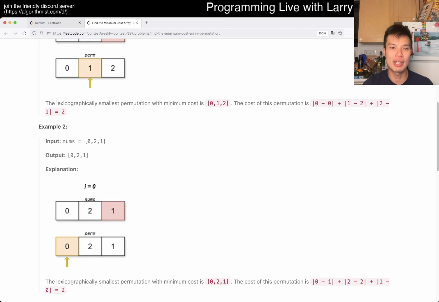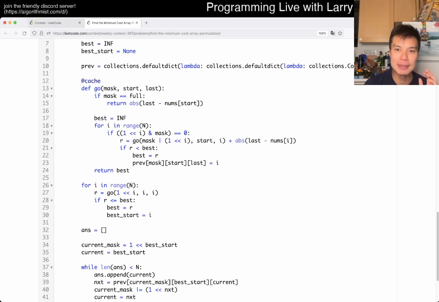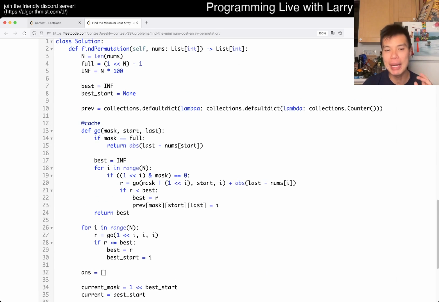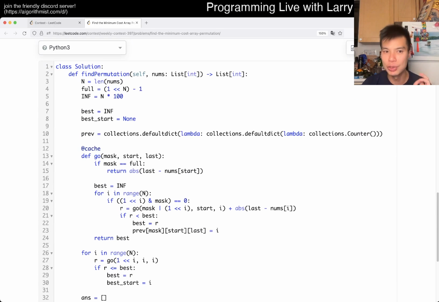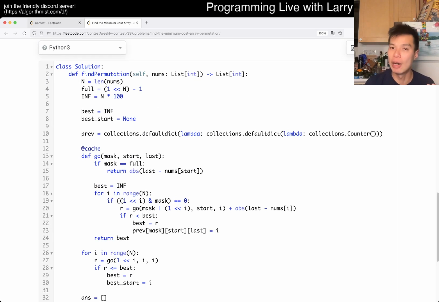So if you're not strong enough for that, work on bit mask dynamic programming problems and then come back to this problem and try again. But this is basically what I had, and you should be able to do this part. By the way, this code does not submit, or it times out. But I just want to go over this one first.